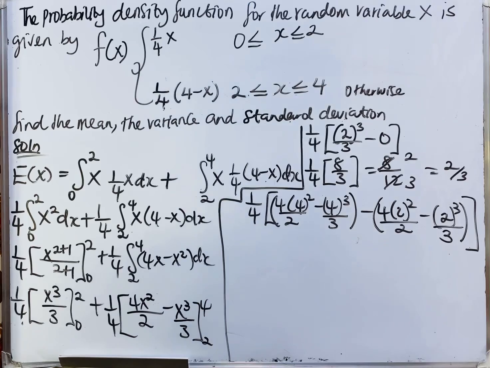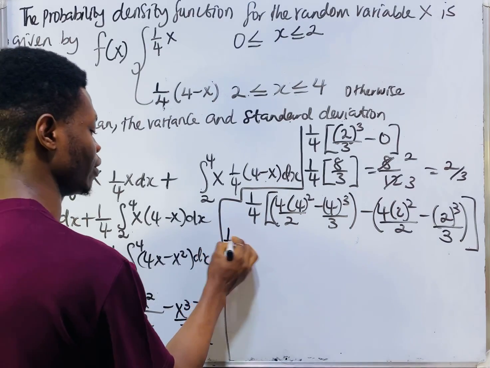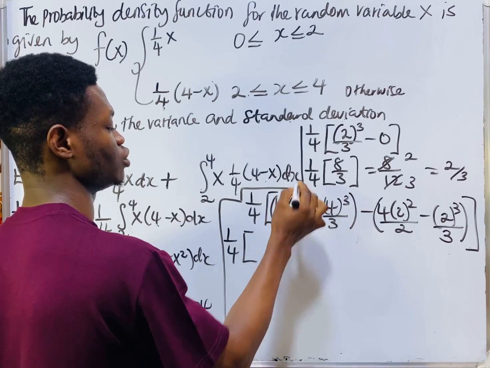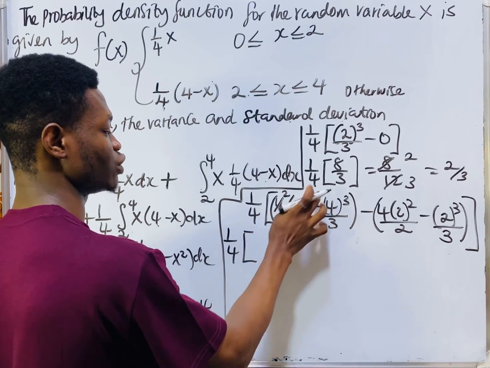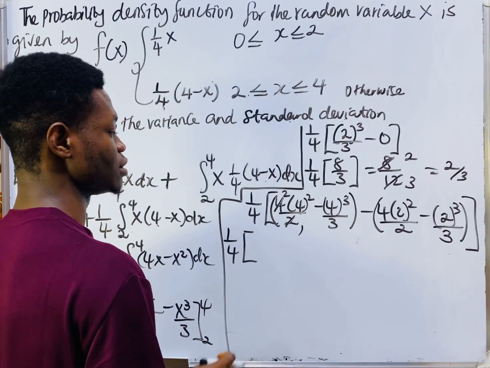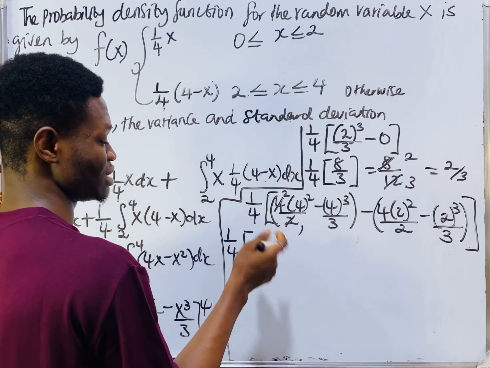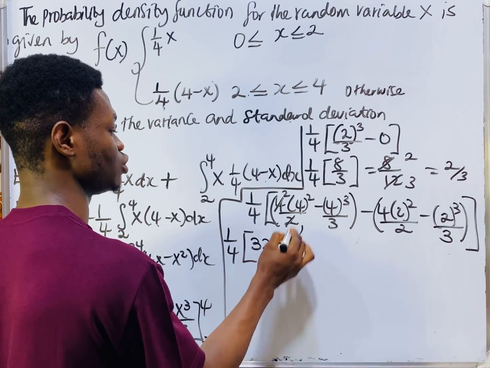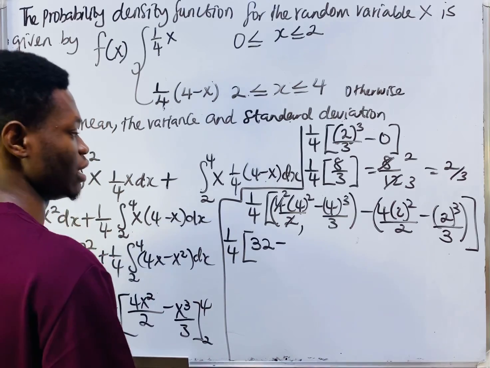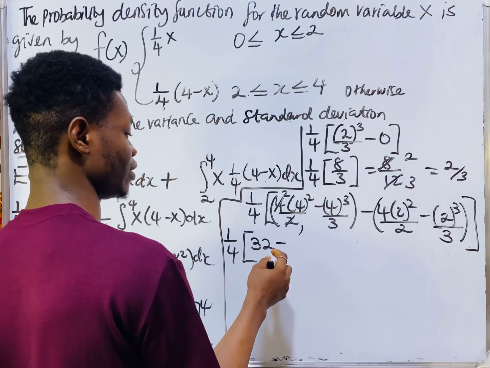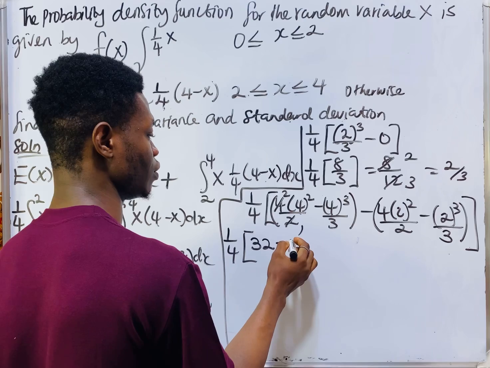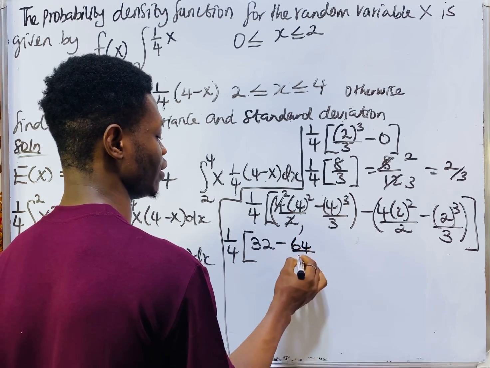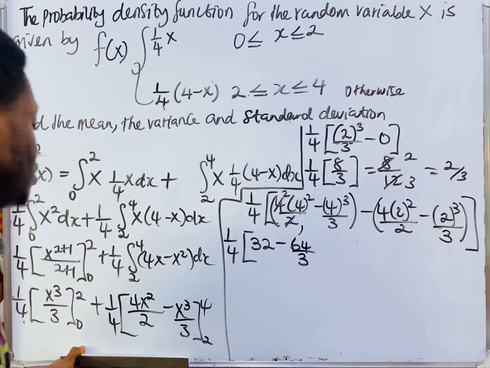So this is what we are going to be having. So let's simplify. We have 1 over 4 times 2 here 1, 2 here 2, right? So we're having 4 squared is what? 16. Then 16 times 2 is what? 32. So we're having what? 32 minus 4 to the power of 3 is what? 64, right? 64 over 3. 64 divided by 3, right?